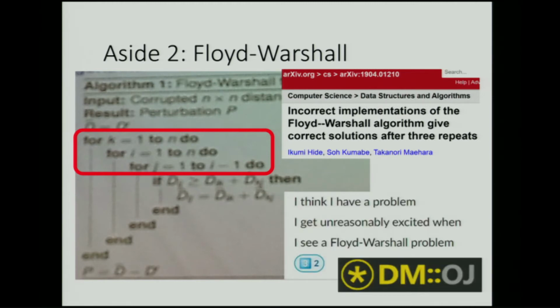This led to a lot of memes, and as you might expect, part of the reason I took the photo was that I'm now sitting on a Slack with a bunch of these people who have taken this undergrad algorithms class at Waterloo. And some of the people on the Slack say that they get unreasonably excited when they see a Floyd-Warshall problem for this kind of reason.